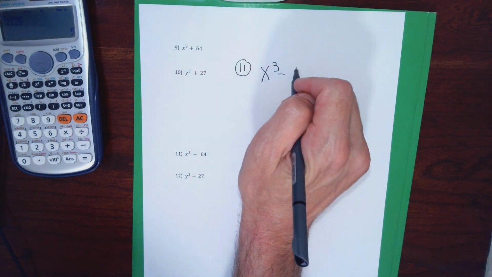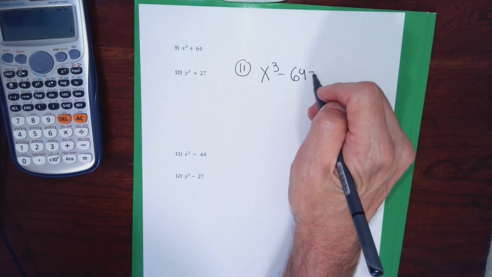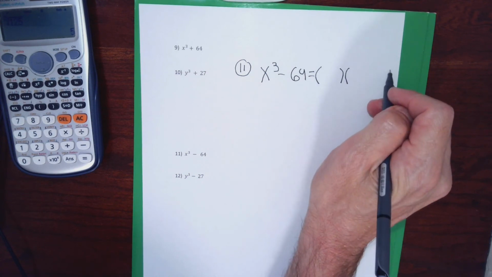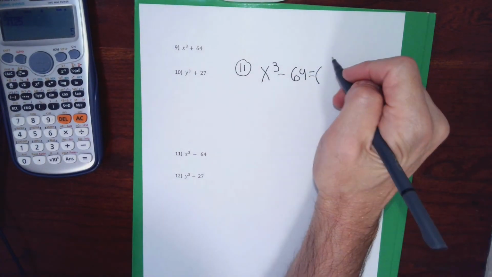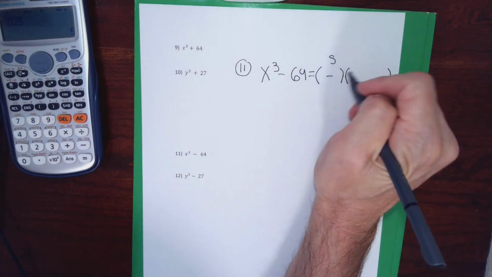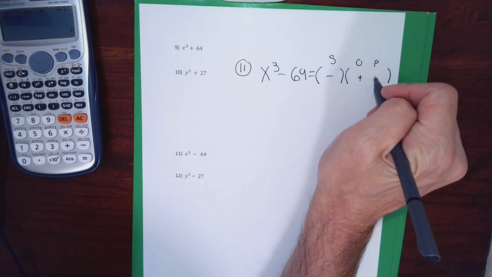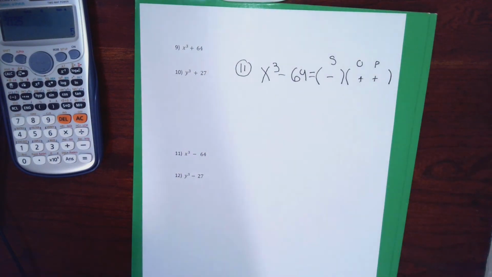X cubed minus 64, it's going to classify as a difference of cubes. It has the minus, the exponent's a 3, it has 2 terms, and 64 is a perfect cube. I put my signs in. I keep the sign, flip the sign, and plus. Same opposite plus. Same sign as the problem. Change the sign that I put in the first parentheses to leave the second parentheses, and then plus.